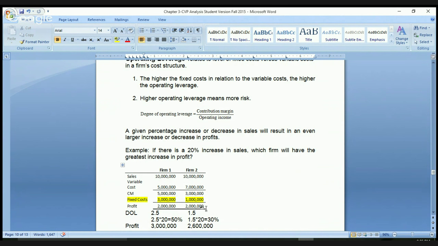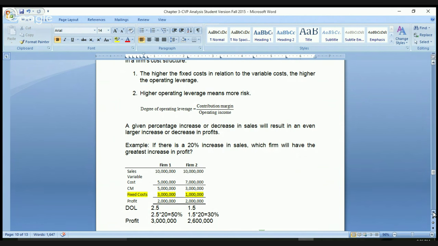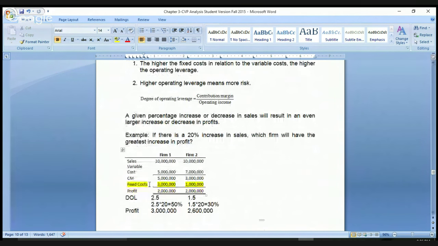For firm two, I have 1.5 as my degree of operating leverage. Again, I multiply the 1.5 times the 20%. That gives me a 30% increase in profit. And so I multiply the 2 million times the 30%. I get $2.6 million in profit. Okay. So as you can see, the higher the fixed cost, the bigger the effect.